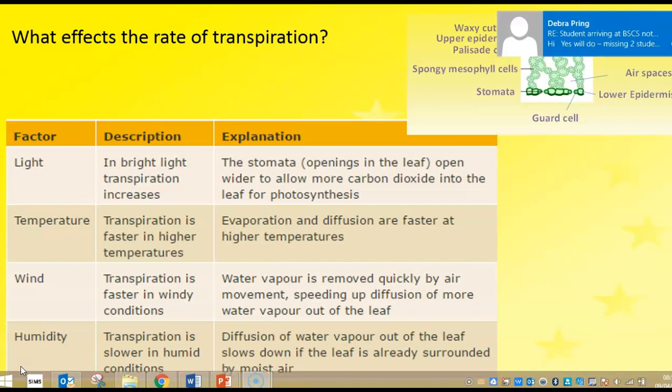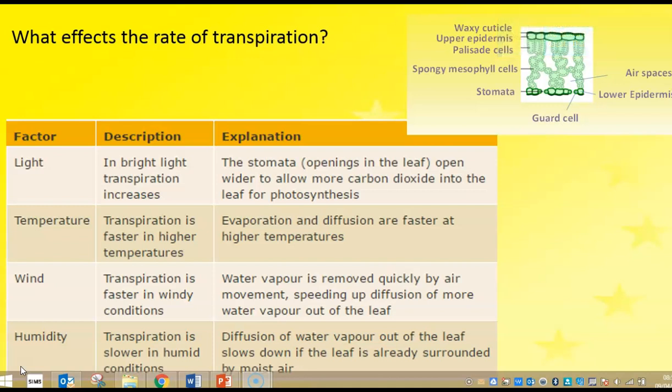First one is light. So when it's really bright light during the day, then the stomata will open because we want to get that carbon dioxide in so that the plant can photosynthesize. But of course, having more stomata open or stomata open wider means that we are going to lose more water vapour. Temperature. On a hot day, of course, water is going to evaporate more quickly, and so transpiration is going to be faster.